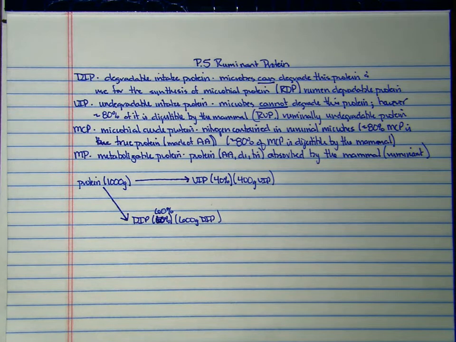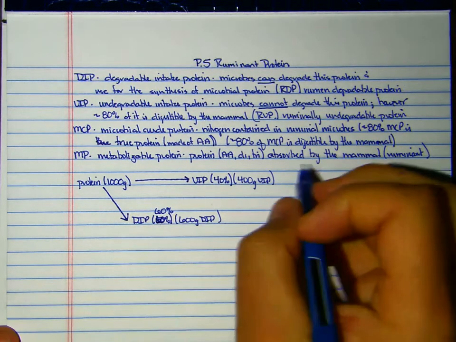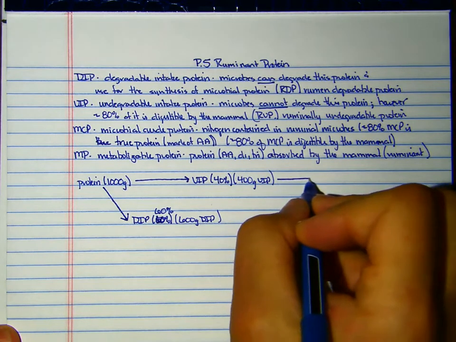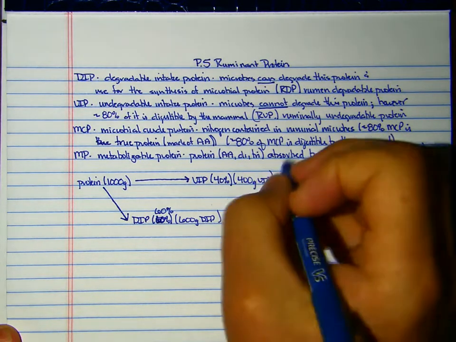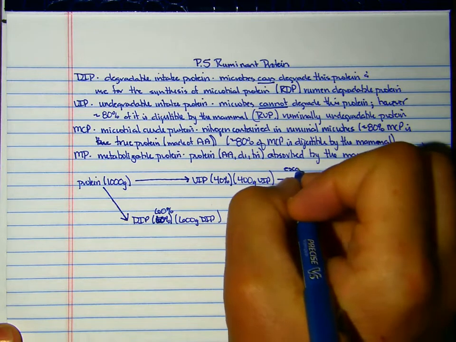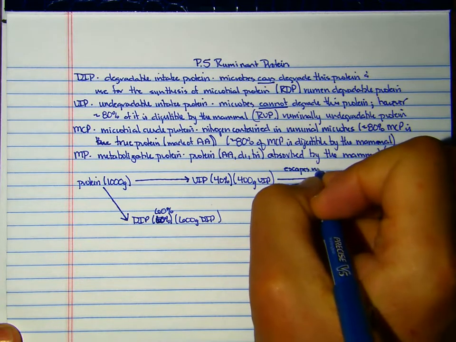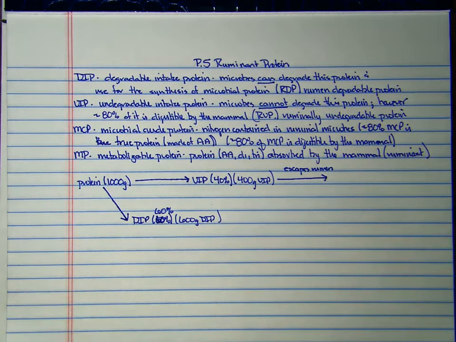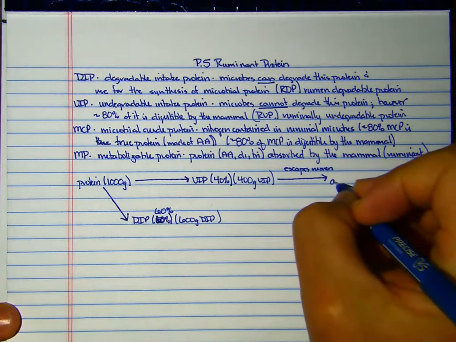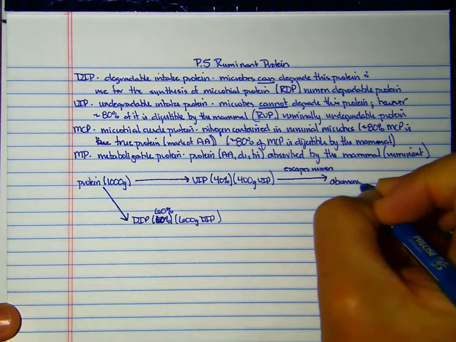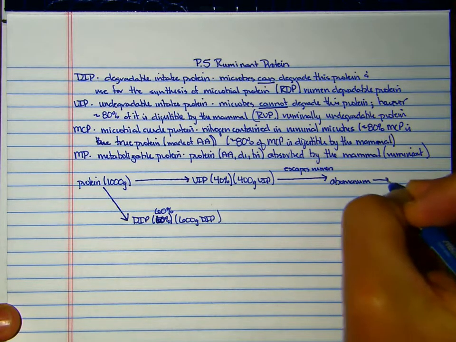Okay, everybody good with that? Makes sense? Okay, we said this is going to escape the rumen. I mean, the microbes aren't going to do anything to it. They can't touch it. It's going to hang out in the rumen. It's going to spend just as long amount of time in the rumen as the other stuff, but the microbes aren't going to degrade it anyway. It's going to go to the abomasum, and then it's going to go to the small intestine.